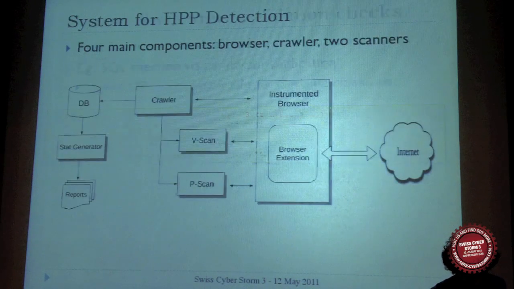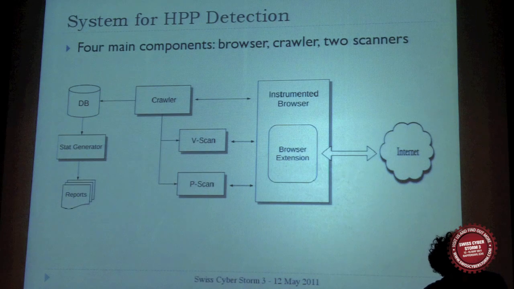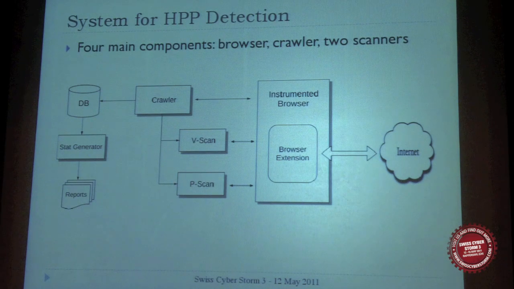Okay, so we are at half of the slides, and now the second part of the talk is on the system that we designed to actually test web applications for HTTP parameter pollution. The system is based on an instrumented browser that is a modified version of Firefox.